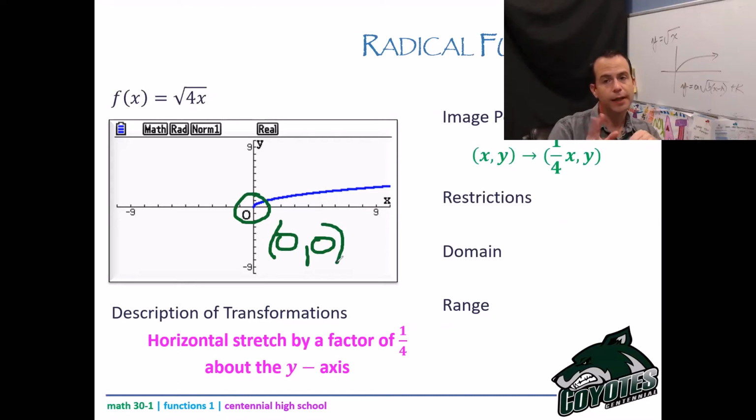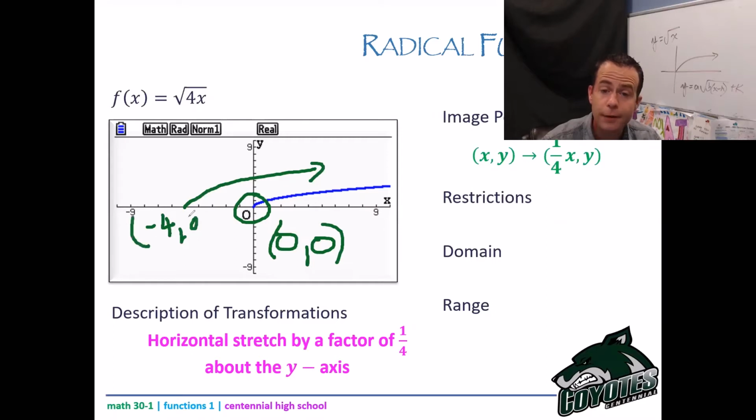Now you have to be careful with that, because say my starting point was here at negative 4. Say that was my graph. So my starting point was at negative 4, 0. Then I would definitely have a new starting point, right? My new starting point would be at negative 1, 0, because negative 4 times a fourth is negative 1. You are still multiplying everything by a quarter. It's just that this one is a little special because the first x value is 0.